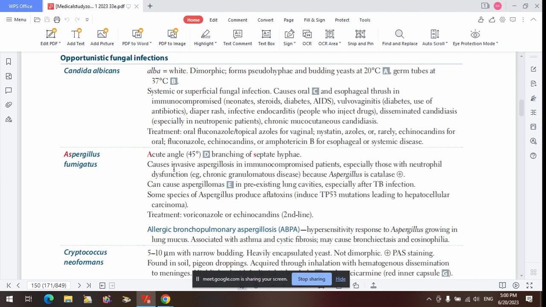That's all about candidiasis. The way to remember candidiasis is to separate it: skin, mucous membrane, disseminated. So what's the skin? It can affect the skin and cause diaper rash. The mucous membrane of the mouth and the esophagus can get oral thrush and esophageal thrush.